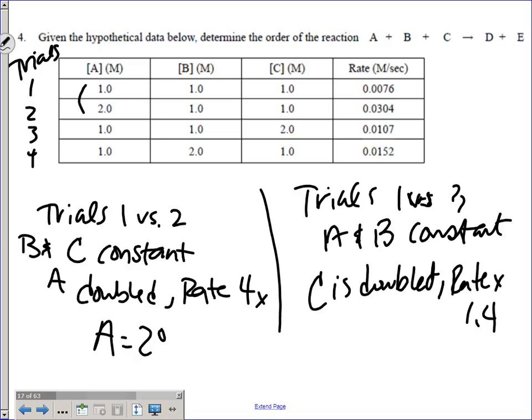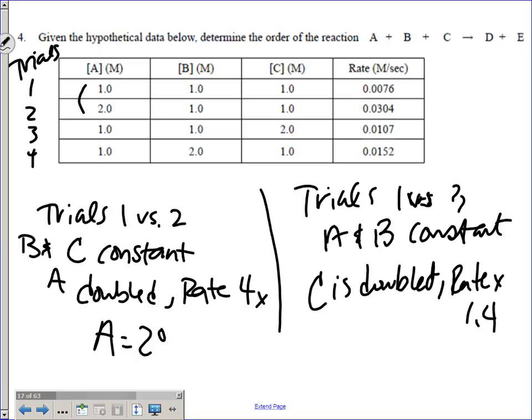Alright, have you guys figured out part of number 4 yet? Give me your attention back, guys. I could just let you work, but I'm trying to make sure I'm guiding you, so work with me. Trials 1 and 2, B and C were constant. A was doubled, the rate was quadrupled, so A has to be second order.